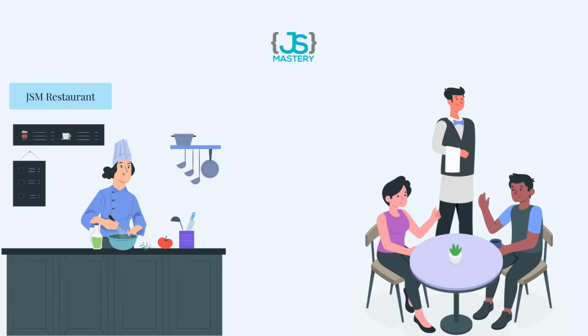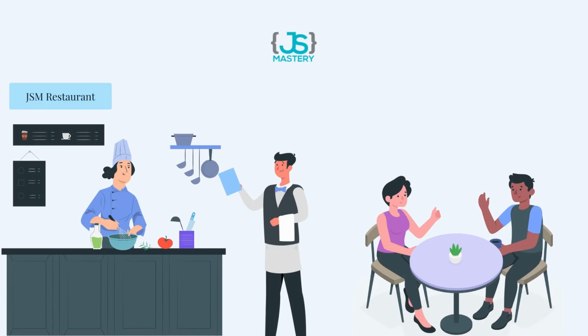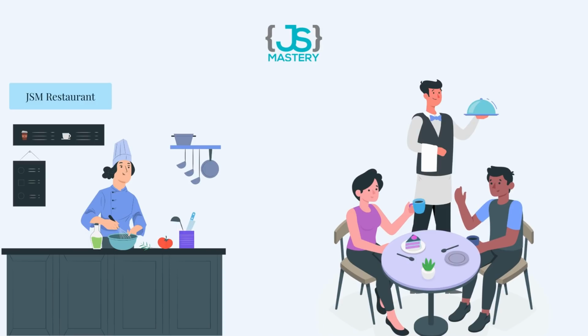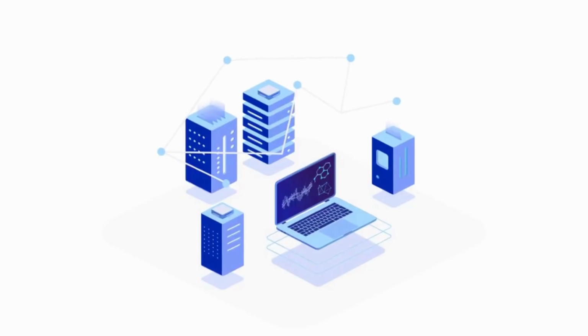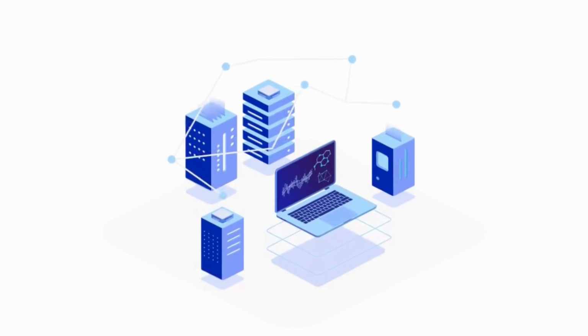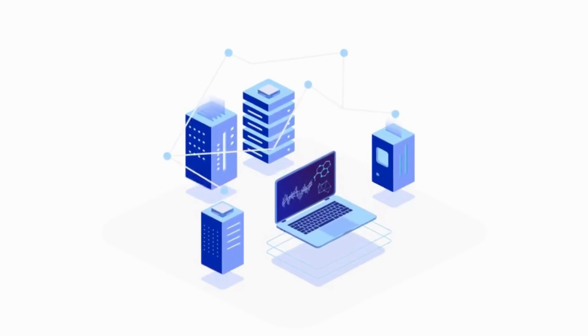The waiter is the messenger, or API, that takes your request or order and tells the kitchen, the system, what to do. Then the waiter delivers the response back to you. In this case, it is the food. This is an example that everyone uses when explaining APIs. But here on JavaScript Mastery, I strongly believe that you learn best while doing. In one of the previous videos, I've shown you how to build your API from scratch.